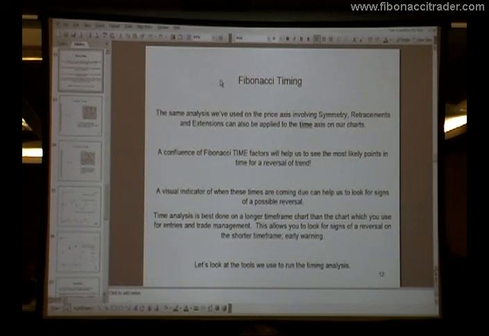Okay, the timing. Who here uses Fibonacci timing? Okay, a few people. And I think maybe Yuri does.